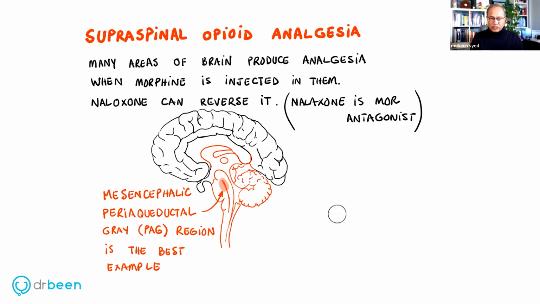However, an important and the most characteristic area of the opioid activity is the area that is around the aqueduct in the midbrain or mesencephalon. That area is called the periaqueductal gray matter of the mesencephalon, or PAG region, mesencephalic PAG. That is what we are going to talk about. So many areas of the brain produce analgesia when morphine is injected in them. Naloxone can reverse it. So please keep this in mind. Naloxone is an antagonist for the opioid.